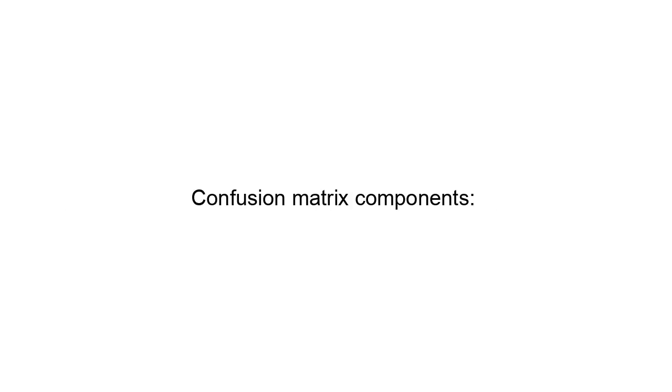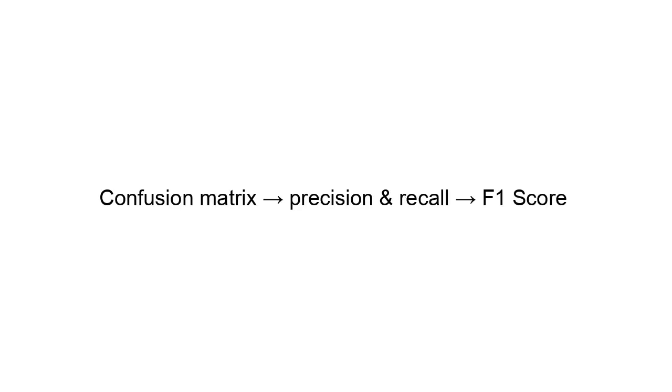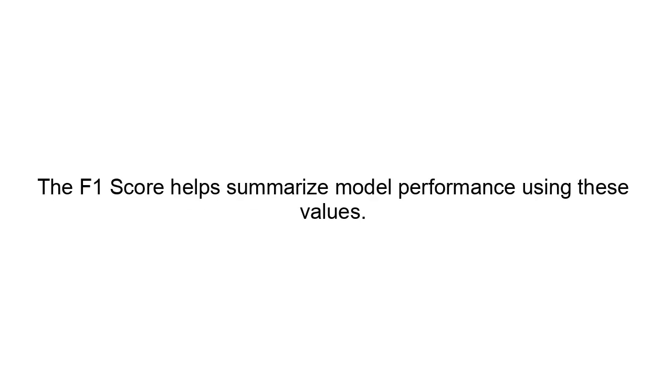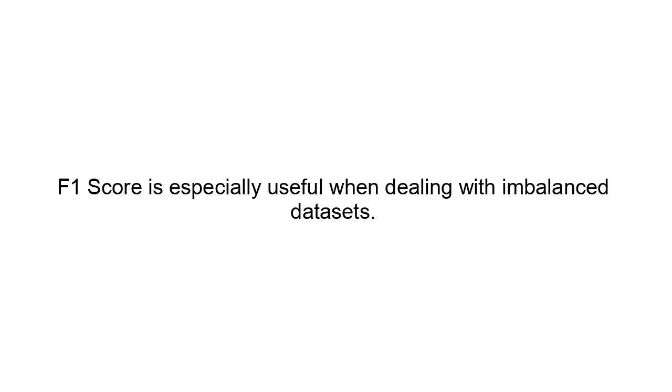F1 score and confusion matrix. F1 score is calculated using values from the confusion matrix. Confusion matrix components. Term, meaning. True positive, TP: correct positive prediction. False positive, FP: incorrect positive prediction. False negative, FN: missed positive case. True negative, TN: correct negative prediction. Example concept. Confusion matrix means precision and recall means F1 score. The F1 score helps summarize model performance using these values.